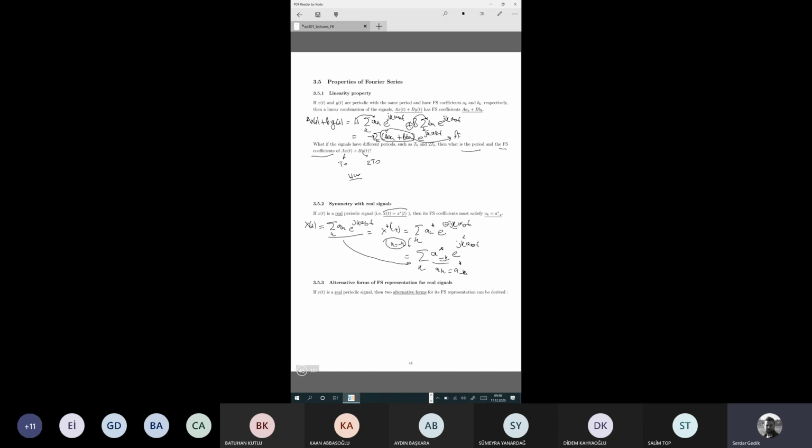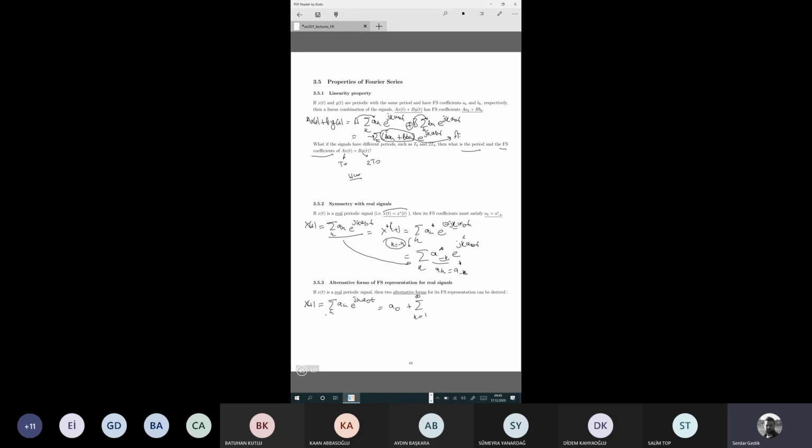The third property gives us some alternative forms for the Fourier series representation of real signals. If x(t) is real and periodic, then you can derive two alternative forms for its Fourier series representation. We will start with the general form, and we will see that the two representations are derived from the same idea. So let's start with writing x(t) as usual, the summation of a_k e to the power j k omega_0 t. And I can write this as a_0 plus the rest, with k from 1 to infinity.